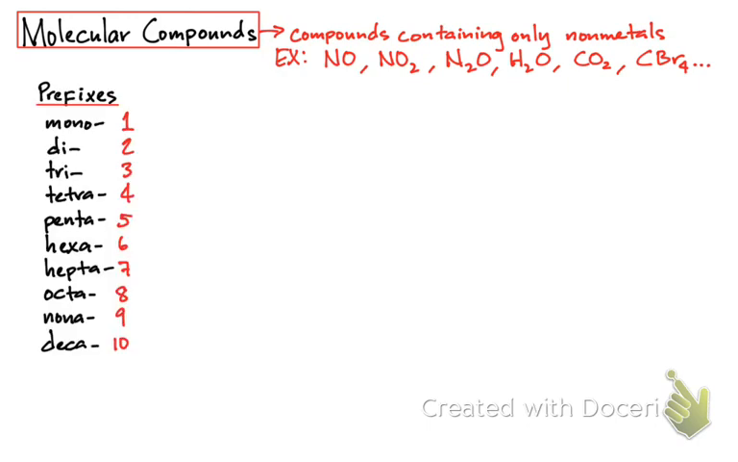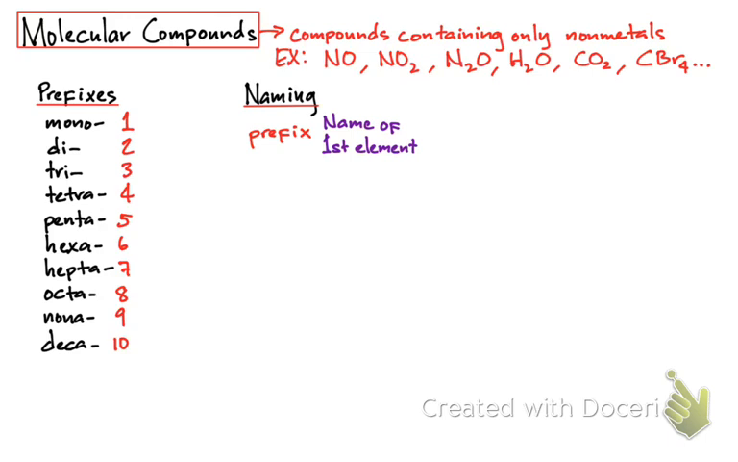So in naming molecular compounds, we use prefixes, right? So these prefixes basically indicate how many atoms you have of that specific element within that molecule. Okay, so for example, in the molecular compound NO, you have one nitrogen and one oxygen. In NO2, you have one nitrogen and two oxygens. All right, so these prefixes basically help you name the compounds based on the number of atoms of that specific element within that compound.